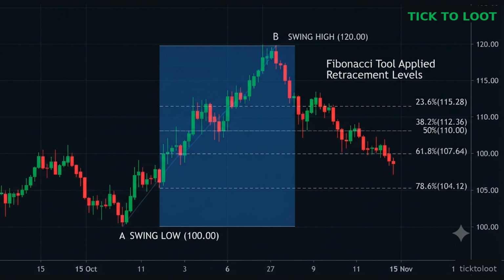To use Fibonacci in your trading, you'll need to drag the Fibonacci tool from the swing low to the swing high for an uptrend, or from the swing high to the swing low for a downtrend. This will give you the key levels that you can use to identify potential buy and sell zones.